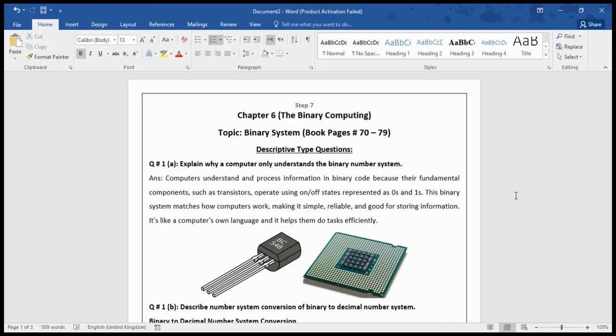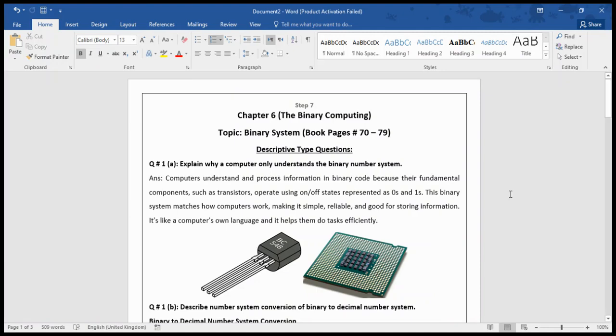A computer only understands and processes information in binary language, which is also called low level language. In binary language, we have only two states, which are 0 and 1. As we know, computers work with electricity; a computer is an electronic machine. There is an electronic component called a transistor. A transistor operates in two states, which are on and off. 0 means off, 1 means on.